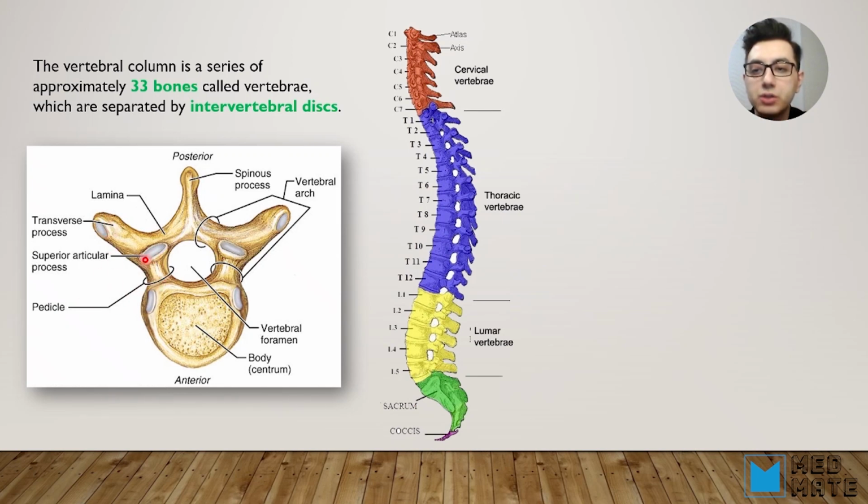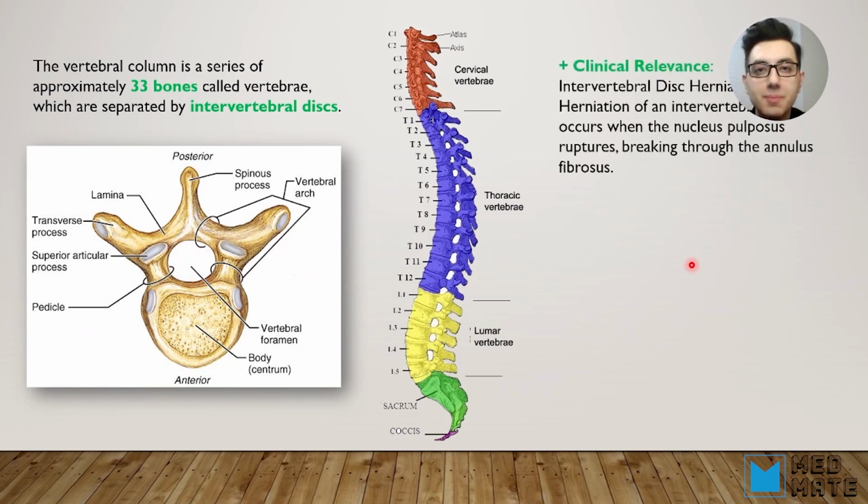We also have the superior articular process, and there is also an inferior articular process, but you cannot see that because we are having the superior view of the vertebra. So, in fact, the superior articular process articulates with the inferior articular process of the superior vertebra. We also have a vertebral foramen, and the spinal cord runs through this foramen.